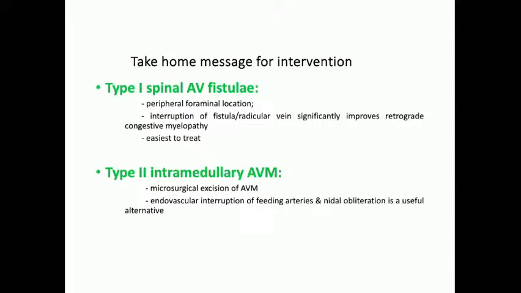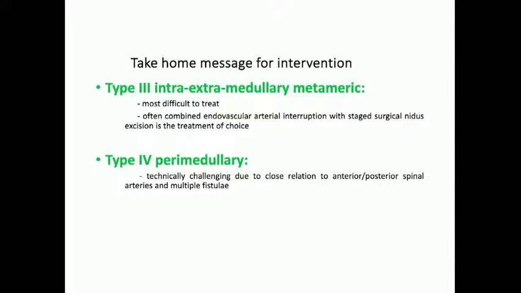In type 1 spinal arteriovenous fistula, you just disconnect the artery from the vein, and that is the easiest to treat and the commonest anomaly to be encountered. The second is an intramedullary, which is a glomus type, where this has to be treated like a mass. The third is a metameric or juvenile, where it is intra-extramedullary, which will require multiple staged embolization. And the fourth is a perimedullary, where it is technically challenging simply because there is a close relation to the anterior and posterior spinal arteries and there might be multiple fistulae.